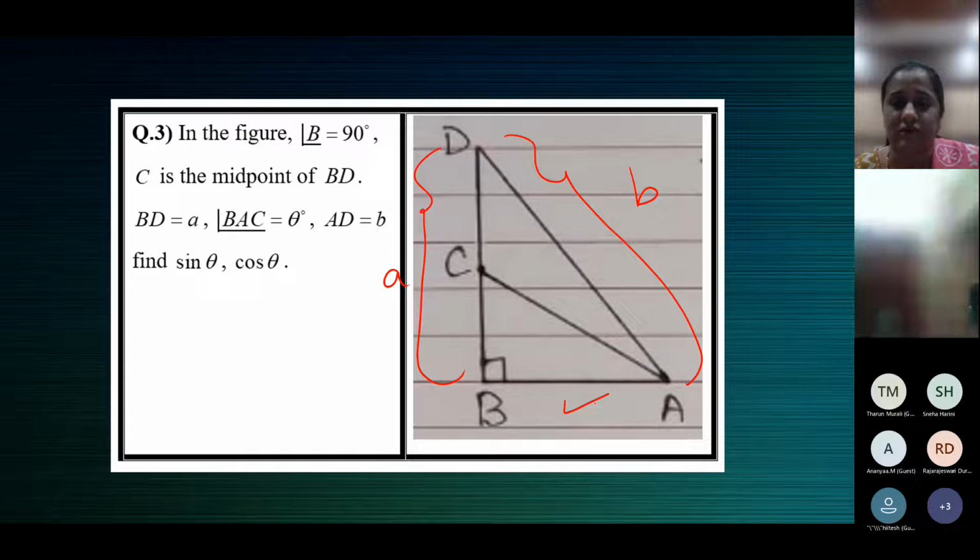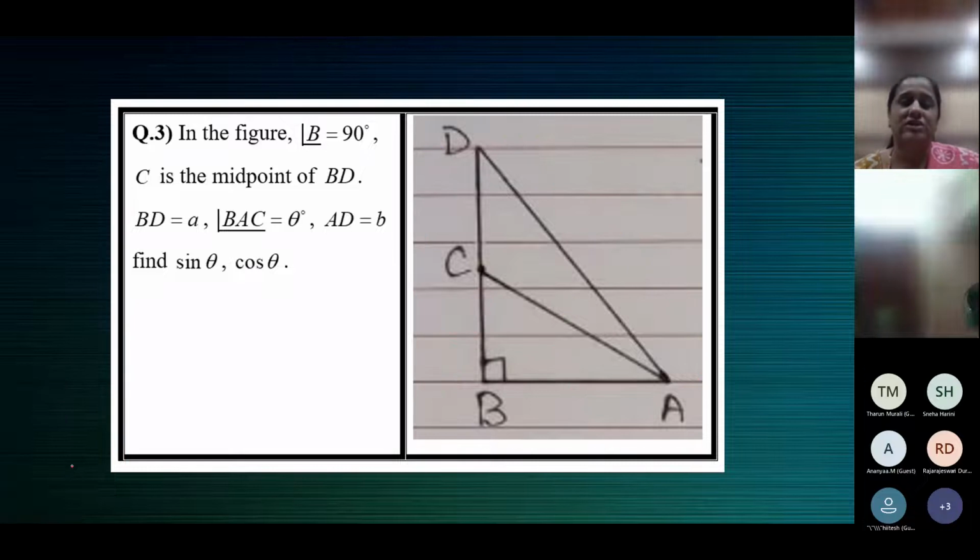Now, once you find AB, you know that BC is A by 2. Now, in right triangle ABC, using Pythagoras theorem, you can find the hypotenuse AC because now you know this side and this side. So like that, we'll find AB and AC. Now we have the lengths of all three sides of the small right triangle ABC. Then go on to find sine theta and cos theta using the ratios.